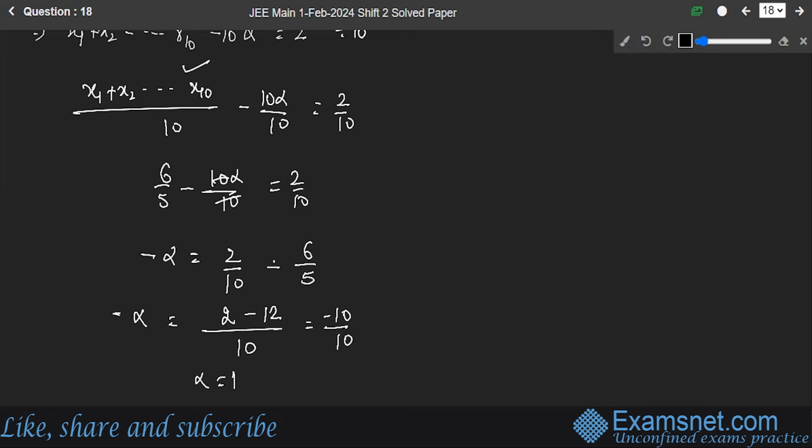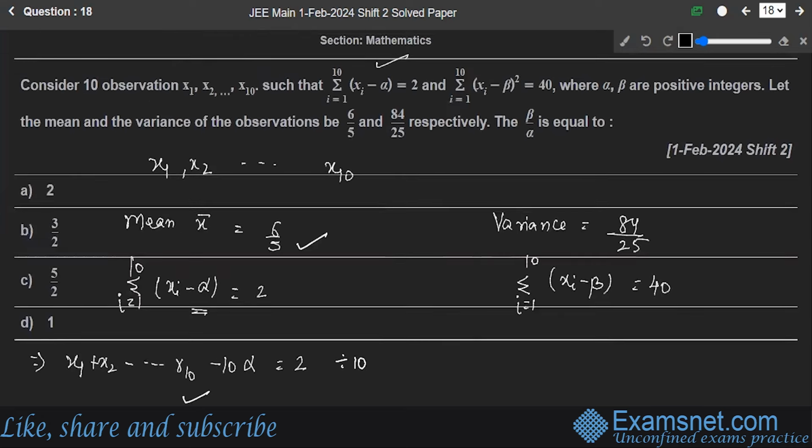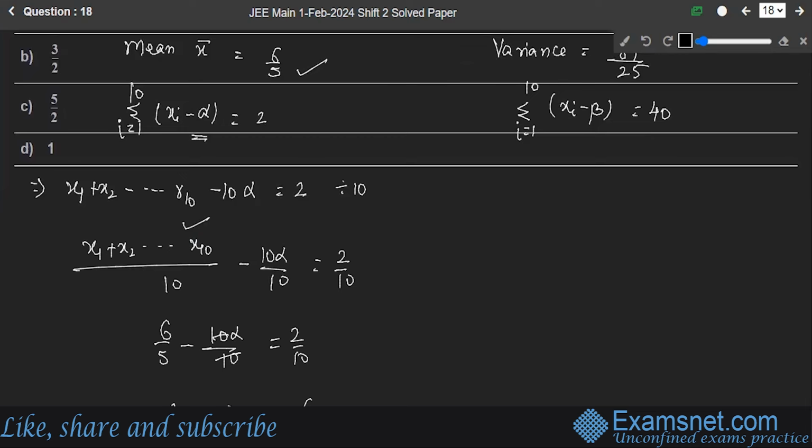I got the value of alpha. Okay, what do you have to find out? I got the value of alpha as 1. Let's go on to find out the beta now. I have a beta over here. Same thing I will do.